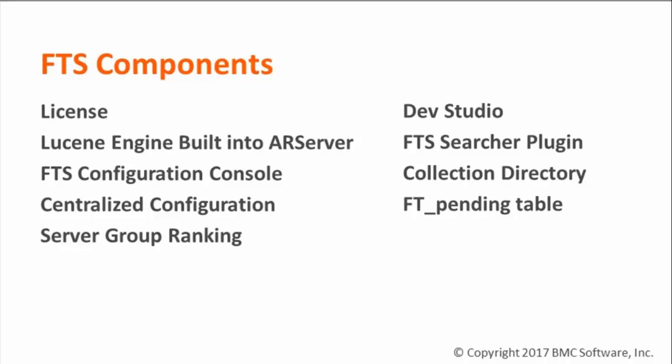The FTS configuration console is, as you would assume, one of the places where you will configure FTS. The centralized configuration is another component of FTS and is updated with the configuration changes once they're completed. The centralized configuration also allows you to review the configuration for every server in your group. We'll show some examples of the FTS parameters from the centralized configuration when we review configuring FTS later in the presentation. If you're running in a server group, you'll need to rank the FTS processor for the indexer in the server group operation ranking form.